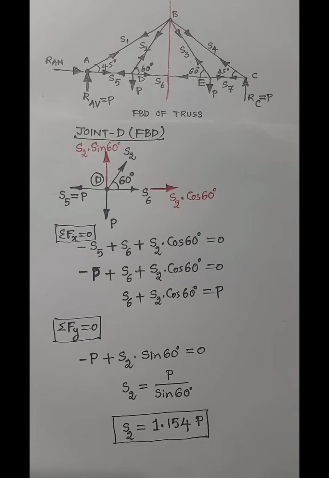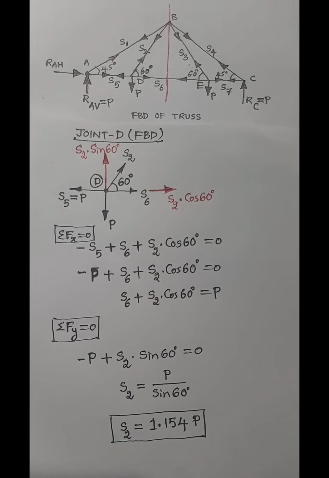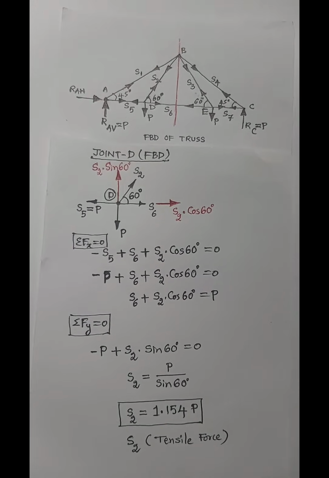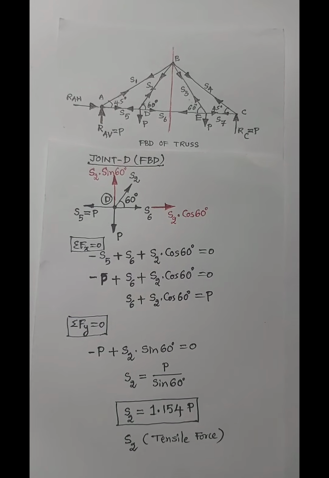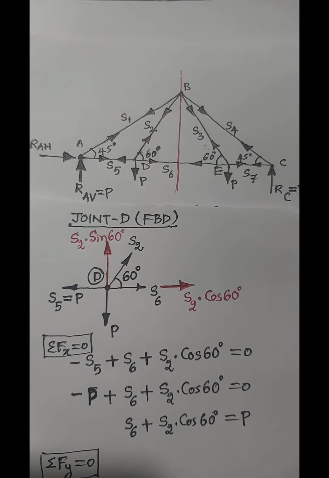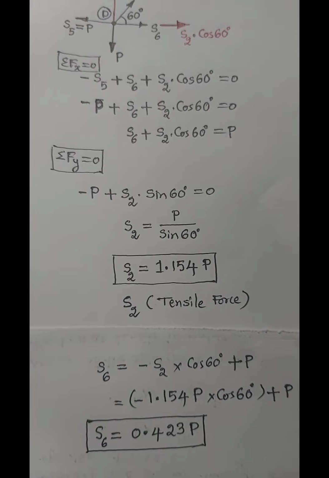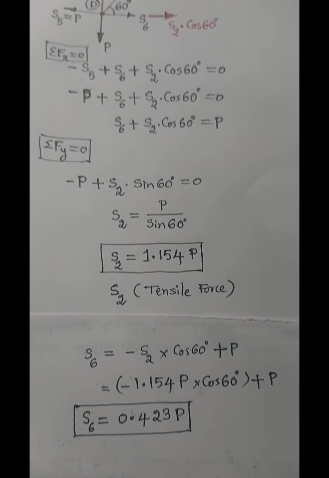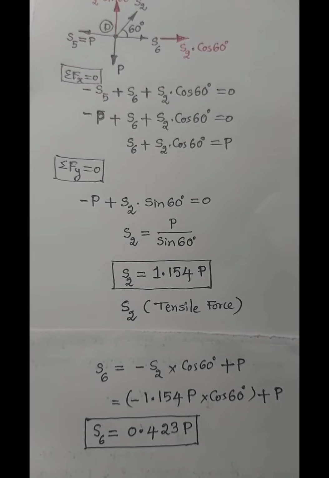The magnitude of axial force generated in S2, in the BD member, is positive, so it is tensile in nature. When you substitute this S2 value in the above equation, we can get the S6 value. The magnitude of axial force generated in the DE member is S6. S6 is exactly equal to 0.423 P. It is positive, so it is tensile in nature.